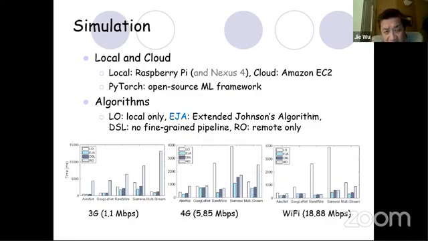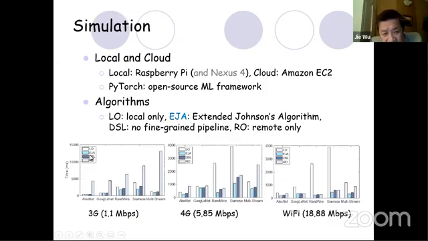And we apply this to a real testbed, using a phone or Raspberry Pi for our local computation. Then we use either 3G, 4G, or Wi-Fi for communication. It depends on the speed of communications; we have different results. And for the cloud computation, we use Amazon EC2. Then obviously we compare with some other scheduling methods: local only, and this is our extended Johnson algorithm in blue, and there are other ones. I'm not going to go through this.